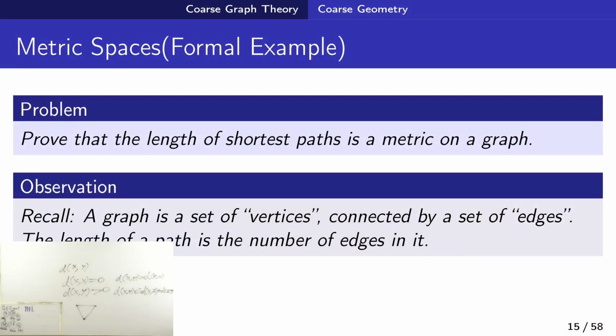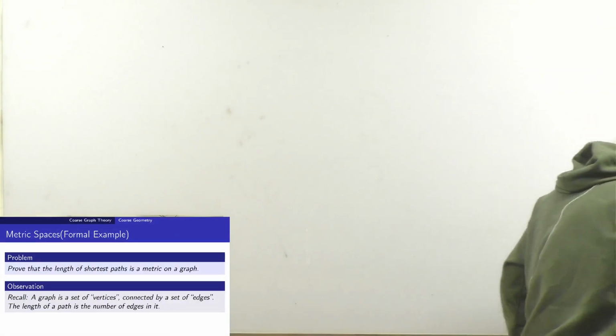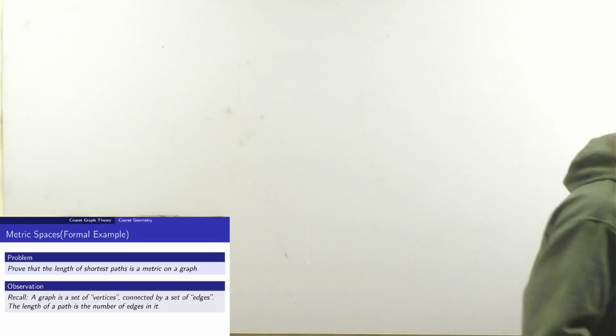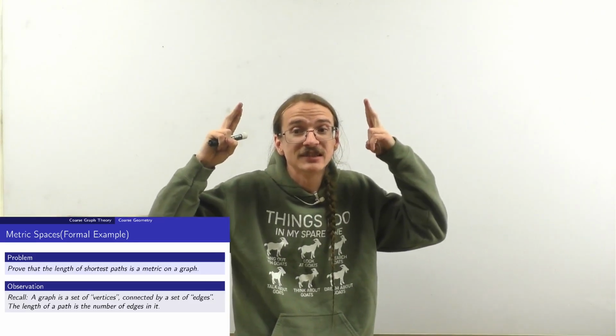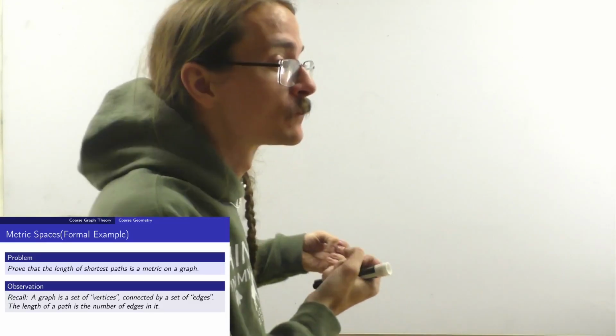Formal example. Finally, we're getting to some real math. Okay. I mean, this talk isn't, I'm talking about a whole bunch of geometry, right? But it's titled Coarse Graph Theory. Let's get some graphs in the picture. We want to prove that graphs have a meaningful notion of distance, i.e. we can look at them as a metric space.